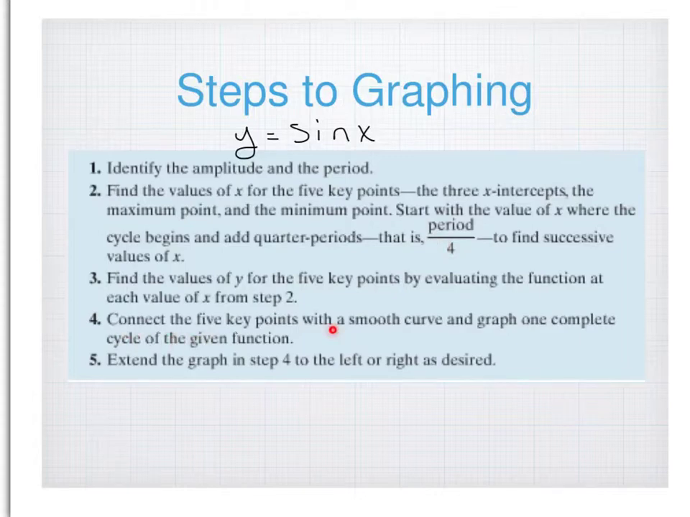Then you connect the 5 points with a smooth curve, with a complete cycle. If the instructions ask for 2 cycles, you can go either in the positive and negative direction or twice in the positive direction. And that's what step 5 is.